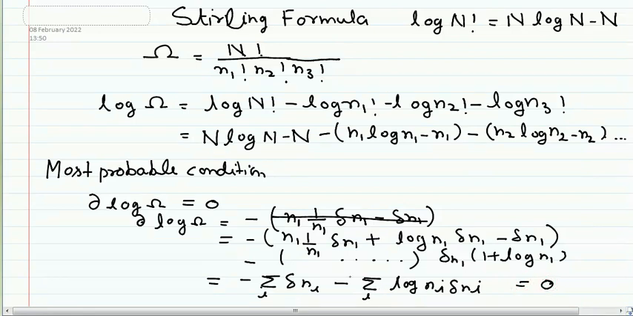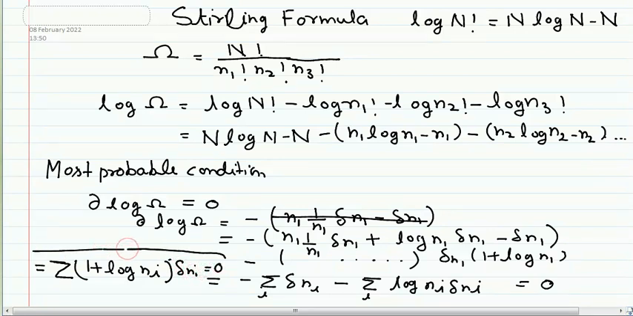That will be equal to 0 for the most probable condition, which is this condition, or this can also be written as summation over 1 plus log ni into delta ni is equal to 0. So this is the condition. That is, summation over i, 1 plus log ni, delta ni is equal to 0. This is the condition for the most probable probability or most probable macrostates.